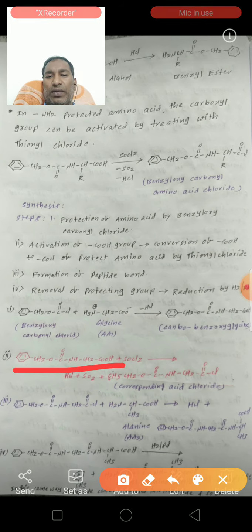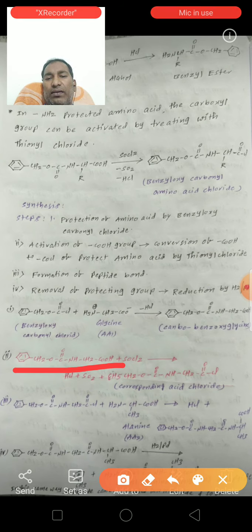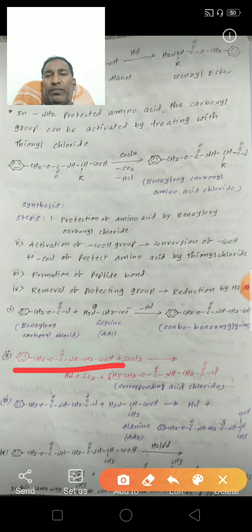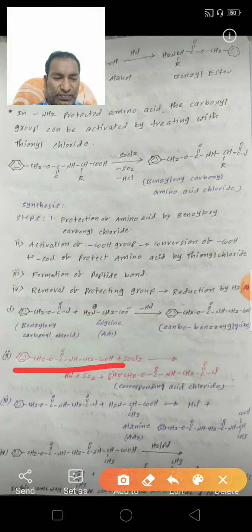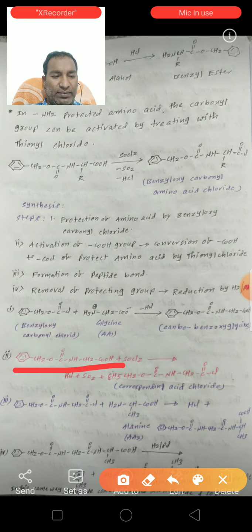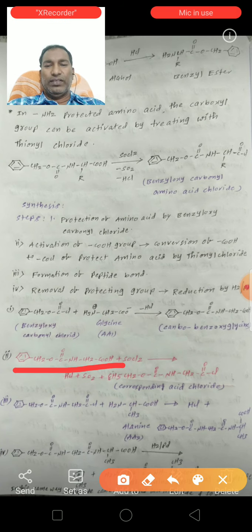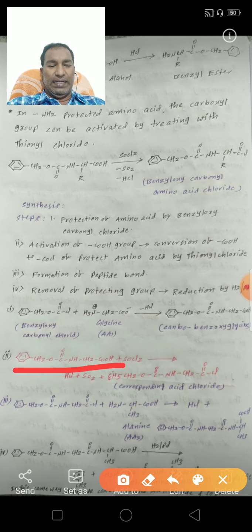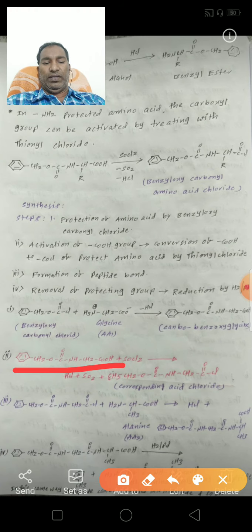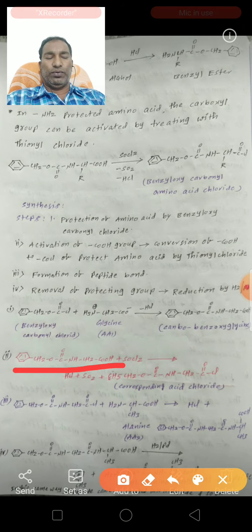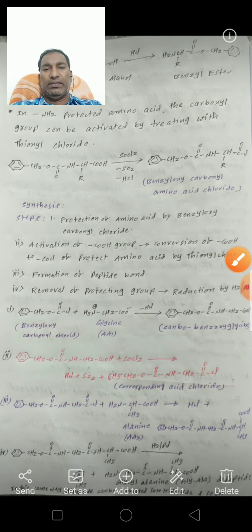So this NH2-protected amino acid reacts with hydrogen in presence of palladium, removing the protecting groups to form free amino acids. That means toluene and glycylalanine dipeptide. In the same way, dipeptide can be converted into tripeptide and so on. This is the peptide synthesis.